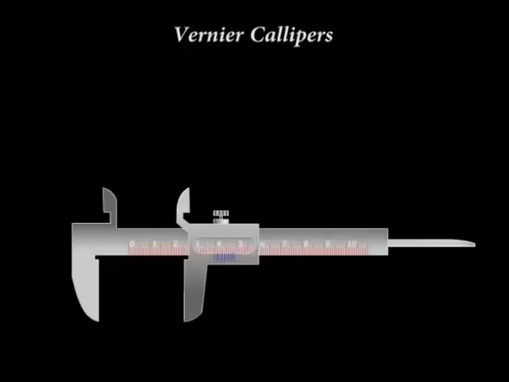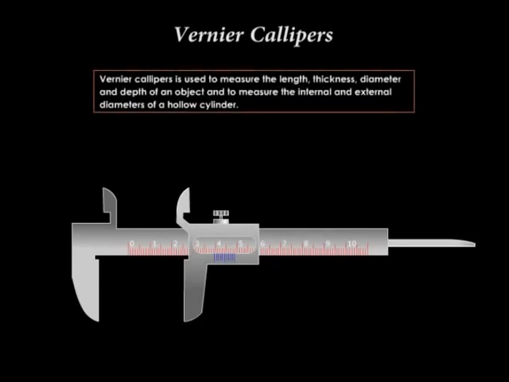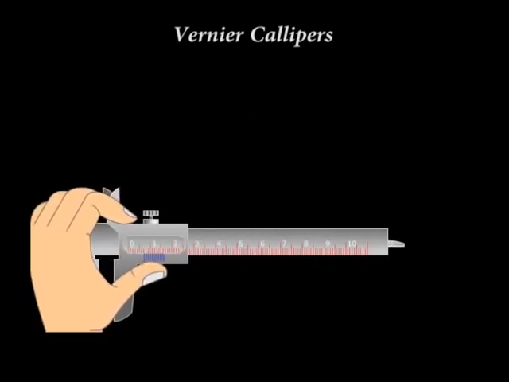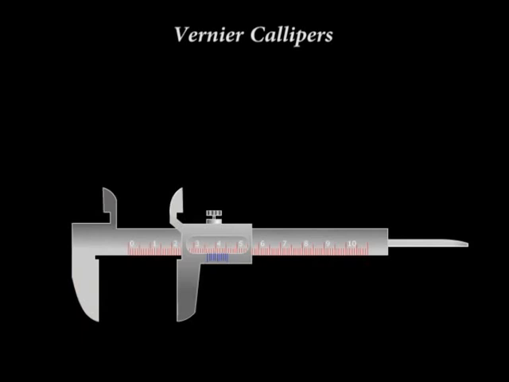Next, we look at vernier calipers. Vernier calipers is used to measure the length, thickness, diameter and depth of an object and to measure the internal and external diameters of a hollow cylinder. It is also known as a slide calipers. It can measure up to an accuracy of 0.1 millimeters.